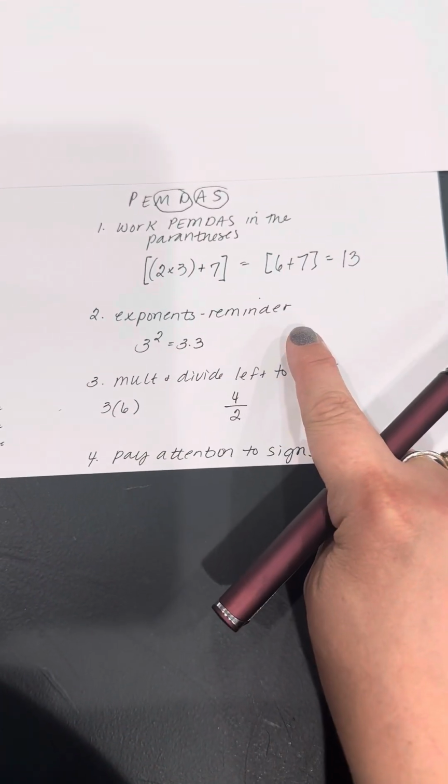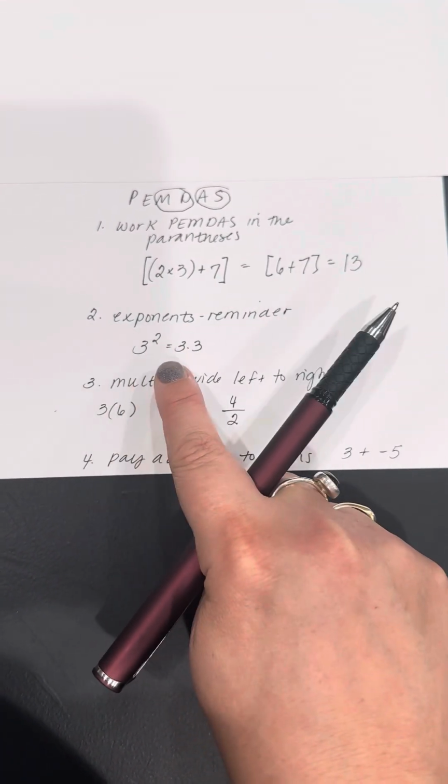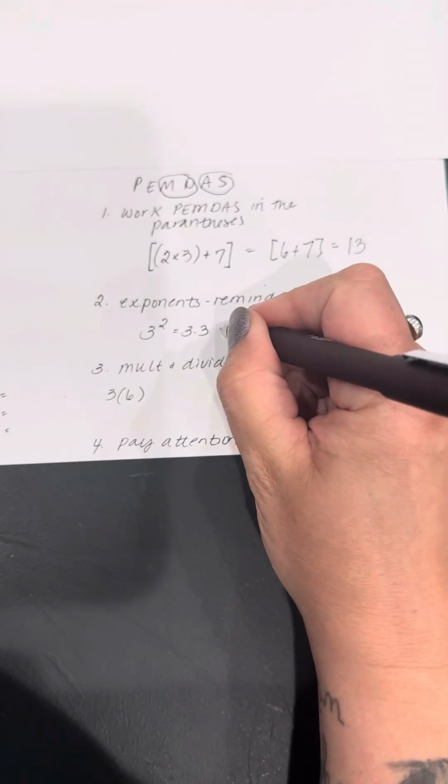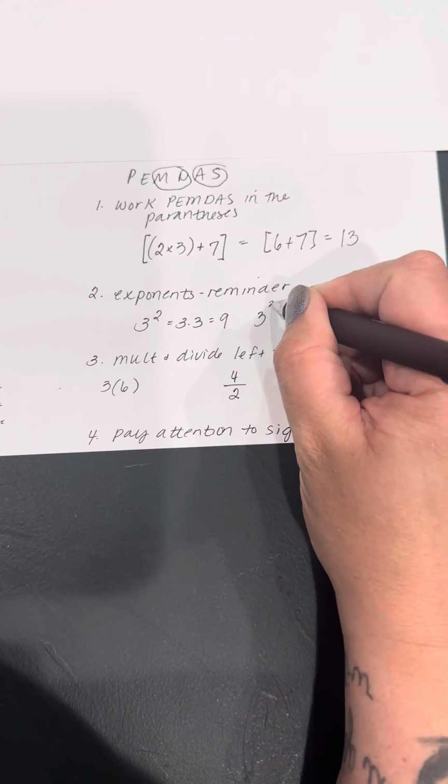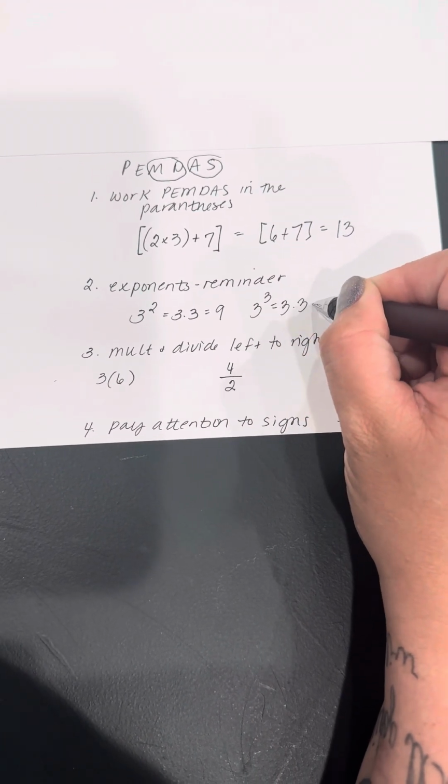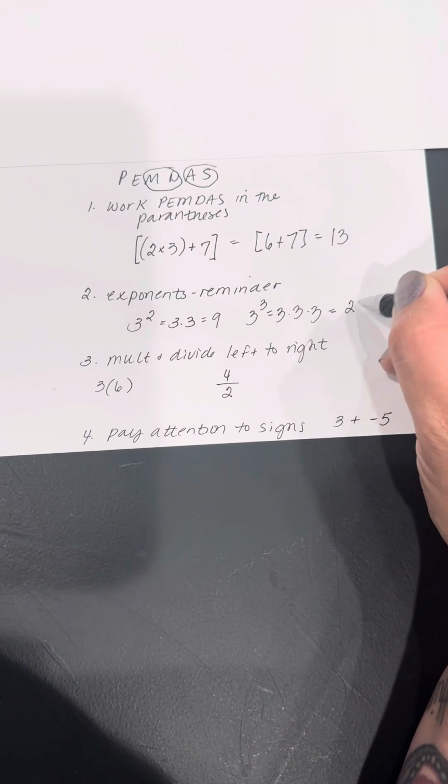A friendly reminder too, exponents are not times 2, they're times themselves. So 3 squared would be 3 times 3. 3 cubed would be what? 3 times 3 times 3. Wow. Okay?